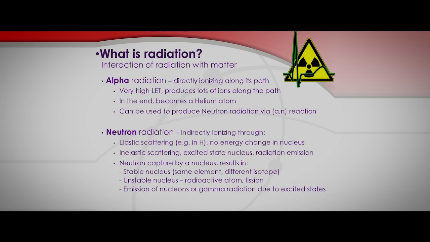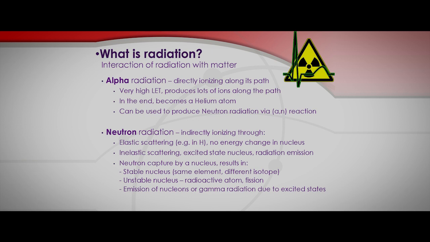Alpha radiation, again, we said two protons, two neutrons, so it's pretty much a helium nucleus. It's a very big particle with two positive charges, so it produces lots of these ions along its path. It has a very short range, thus. And it can even be used to produce neutron radiation.